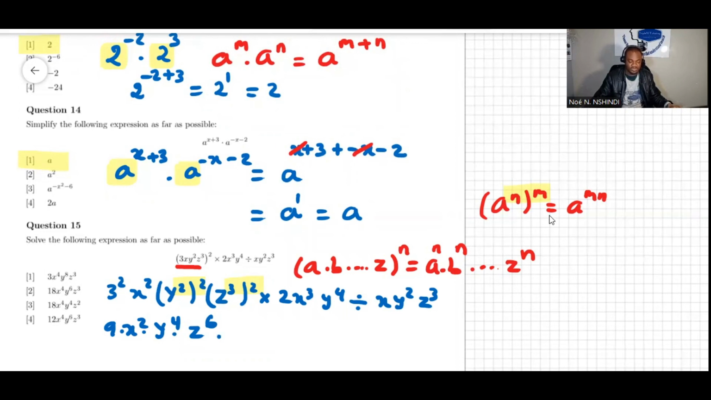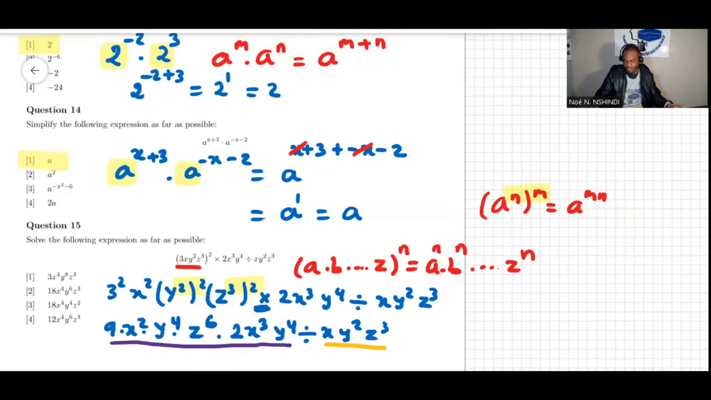This time I prefer to write dots to avoid confusion with x's. So 2x to the power of 3, and then y to the power of 4 divided by x y squared z cubed. It is important to note that all this makes one term, and then this also makes another term. So let's first simplify in this term. For instance, I have 9 here and then I have 2 there. This will make 18.